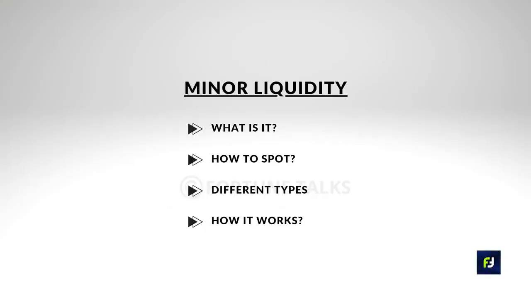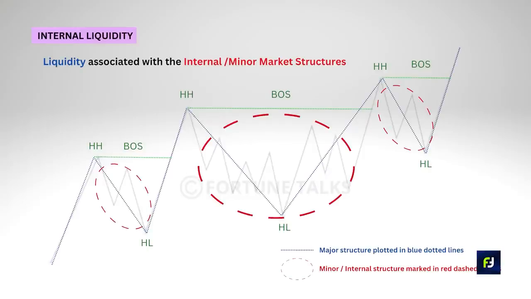Now, we will understand internal liquidity, how to read it or how to spot it, and how retail people get trapped in these areas. As you may know, minor liquidity is the liquidity associated with the internal market structures. This means all the clusters of retail orders which are getting accumulated between the major market levels, like the major swing highs or the major swing lows, are known as internal liquidity. So you can anticipate a lot of retail stop losses and limit orders at or near these minor swing structures.